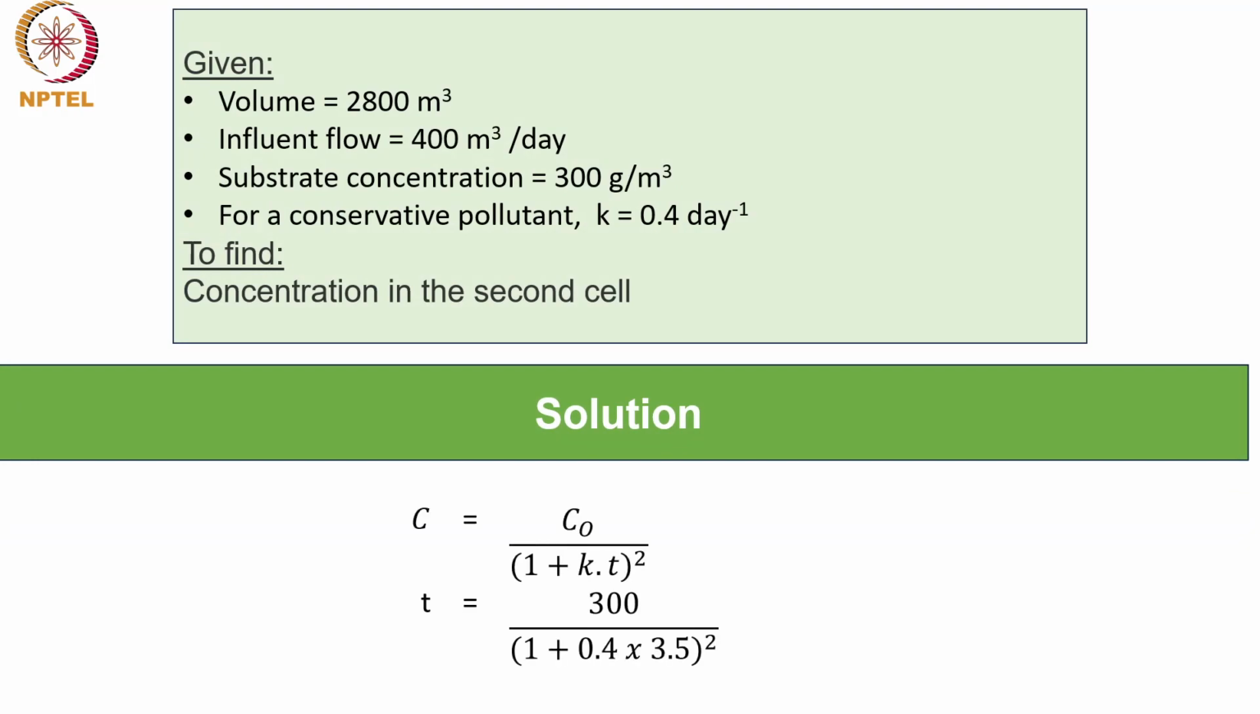So the formula will be C is equal to C naught divided by (1 plus KT) the whole square. This formula you will be able to see in the lecture. So don't think too much. I have given the formula. You just make the substitutions and tell me the answer. Okay, is that fine?